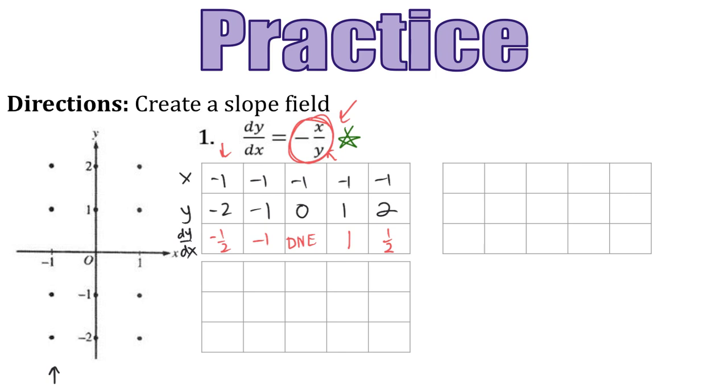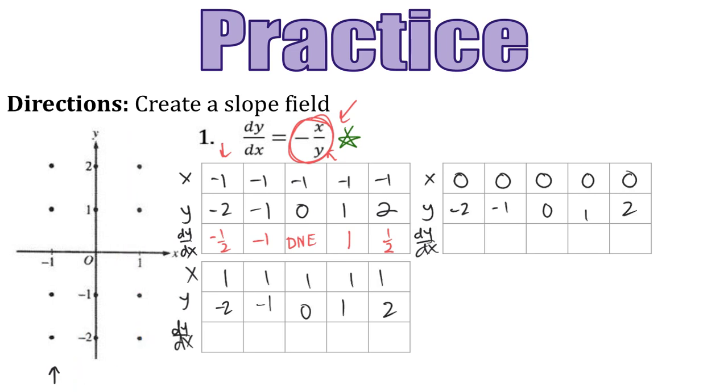Now we need to do that exact same thing for all of these coordinates and all of these coordinates. So when x is equal to 0 and when x is equal to 1. Okay, so if I plug in 0 for x, as long as y isn't 0, 0 over -2, 0 over -1, 0 over 1, 0 over 2, as long as y isn't 0, this derivative is going to be 0 if x is 0. And if y is 0, it's not going to exist.